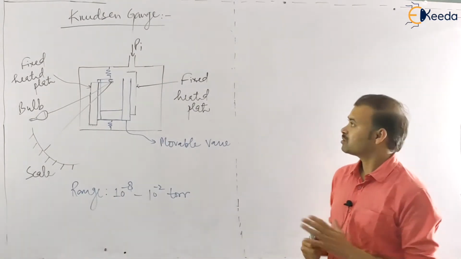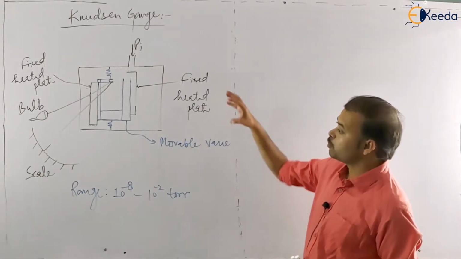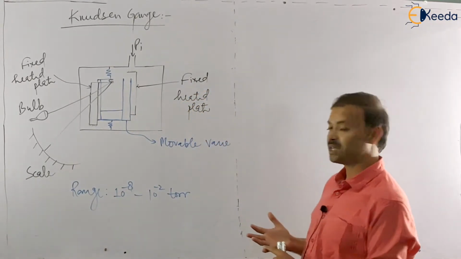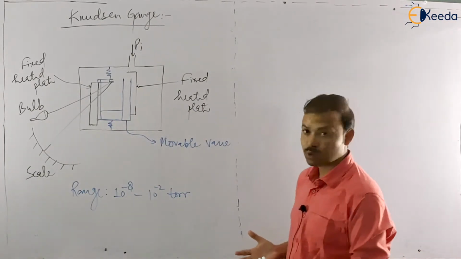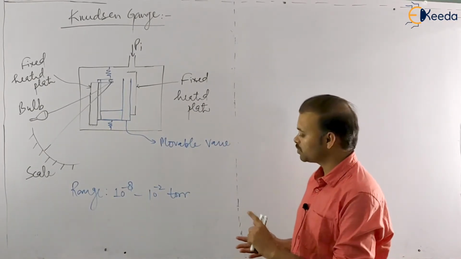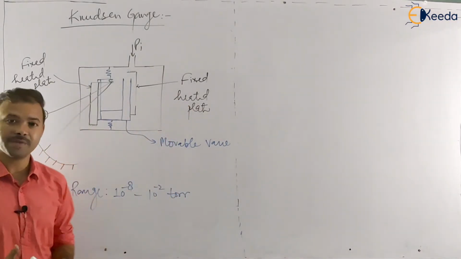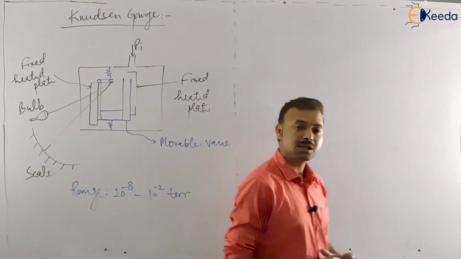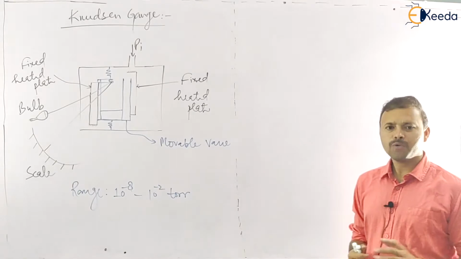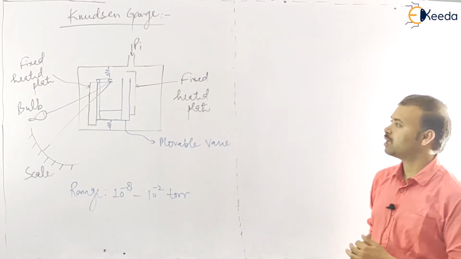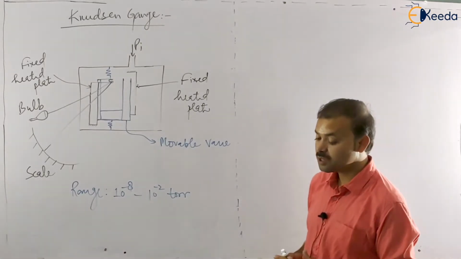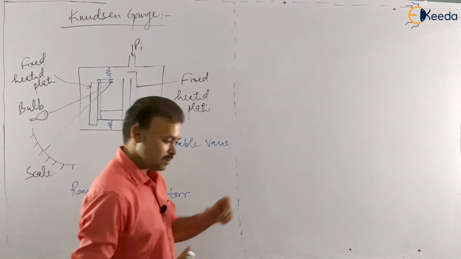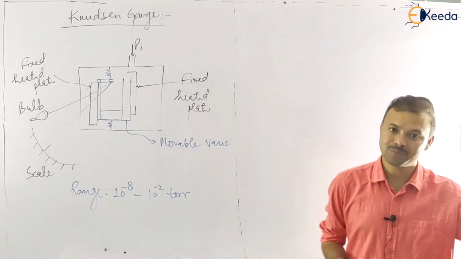Another advantage of this Knudsen gauge is that its output is not electrical. The output of the ionization gauge was electrical. The output of the thermocouple gauge was electrical. The output of the Pirani gauge was electrical, correct? And the output of the MacLeod gauge was not electrical. The output of the MacLeod gauge was length. We were measuring the length or height of the mercury column.